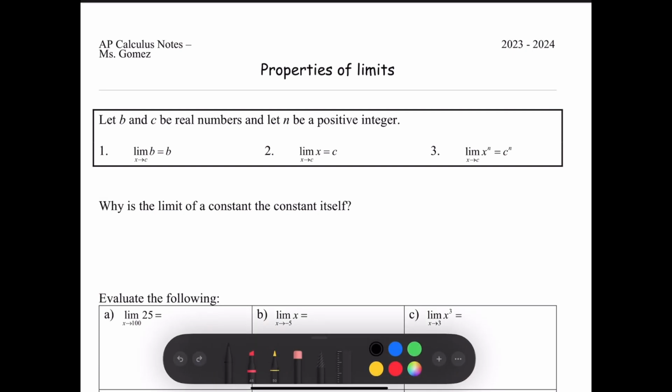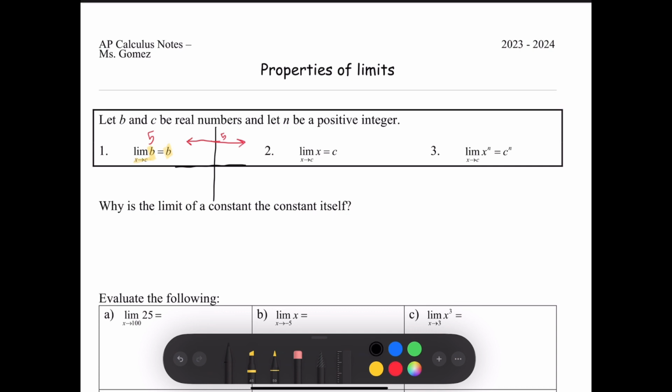The first property tells me that when I am taking the limit of a constant, b, the limit will always be that constant regardless of whatever c value I'm approaching. So if we want to see this visually, let's say this is my XY axis, and let's say I'm taking the limit of the constant 5. Well, I know that graphically, this means that I have a constant line passing through the value of 5.